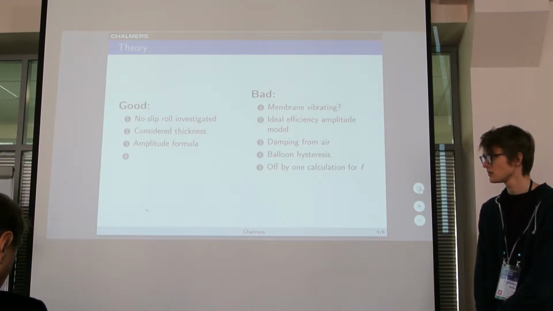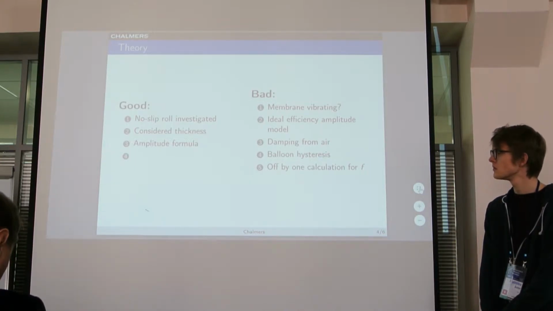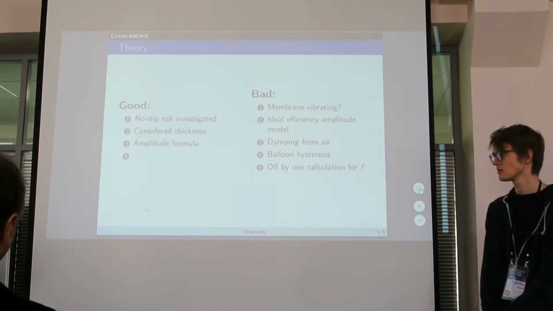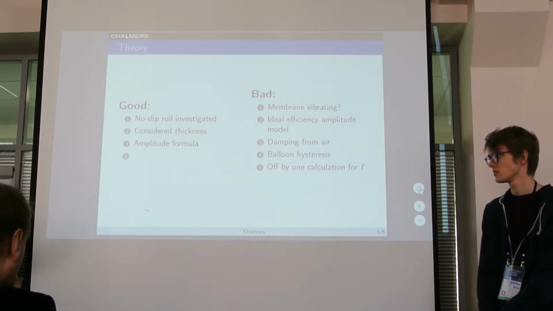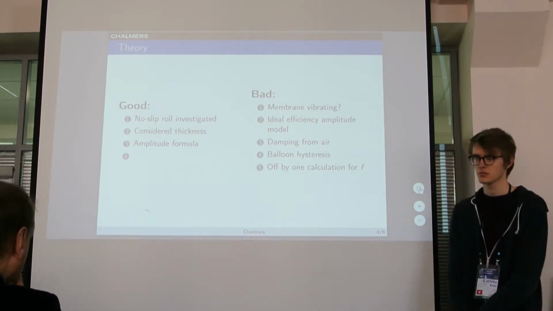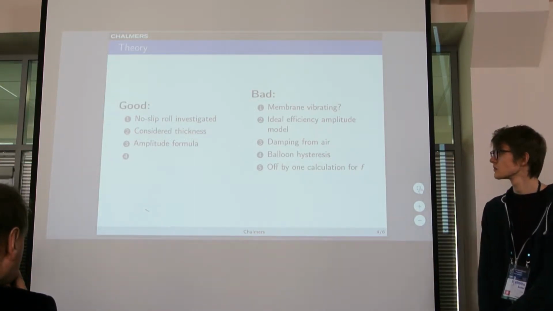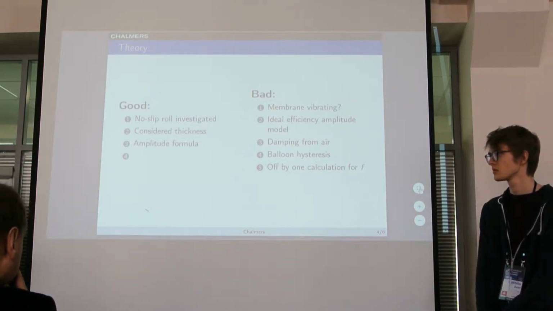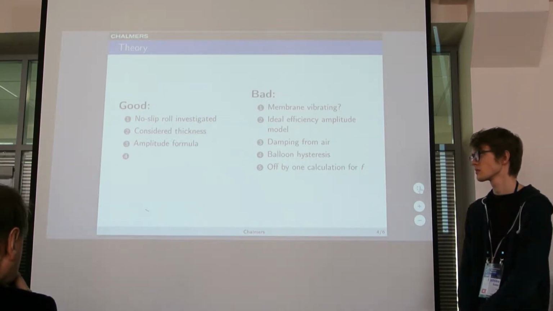With the theory, or rather shortcomings, such as they didn't quite investigate how the membrane starts vibrating when the nut rolls within it, and how the vibrations of the membrane on one side influence the membrane on the other side through pressure differences. And they had sort of an ideal efficiency amplitude model. They didn't consider the damping from the air, and I think they considered the balloon ideally elastic. However, rubber suffers from hysteresis effects, so it's doubtful whether that is completely valid.